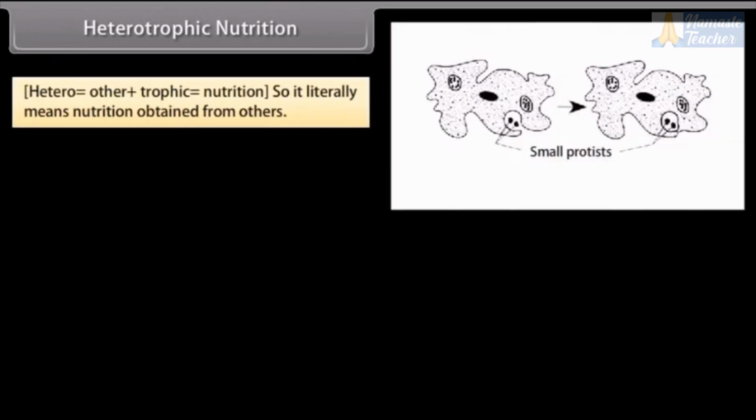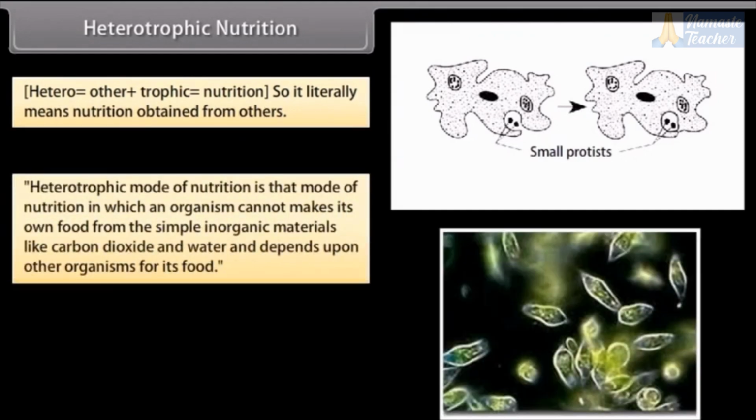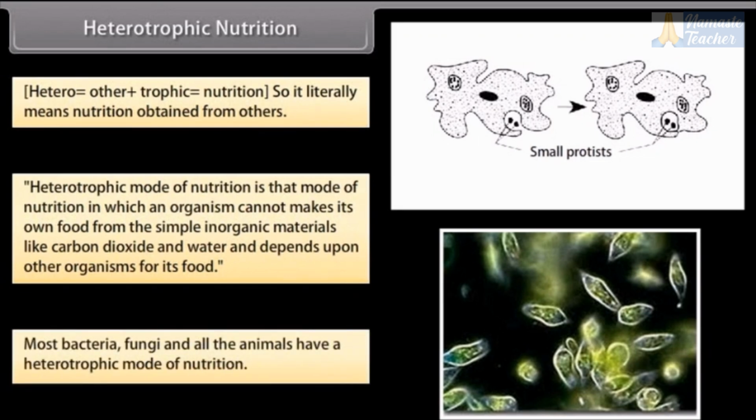Heterotrophic nutrition. Hetero means other, trophic means nutrition. So it literally means nutrition obtained from others. Heterotrophic mode of nutrition is that mode of nutrition in which an organism cannot make its own food from the simple inorganic materials like carbon dioxide and water and depends upon other organisms for its food. Most bacteria, fungi, and all the animals have a heterotrophic mode of nutrition.